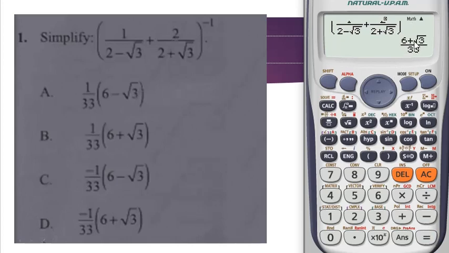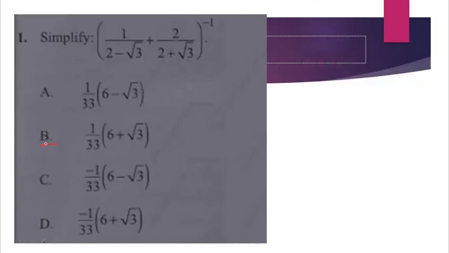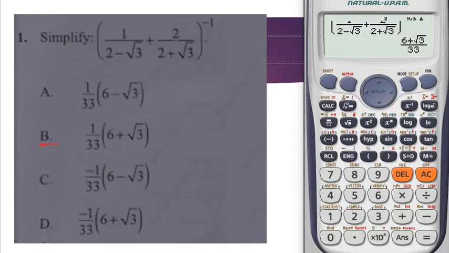You end up with 6 plus root 3 all over 33. This is the same as 1 over 3 into bracket 6 plus root 3. Let's check. Yes, this is the answer. We are just factorizing the 1 over 3 out, so we have 1 over 3 times 6 plus root 3. You see how simple this is.